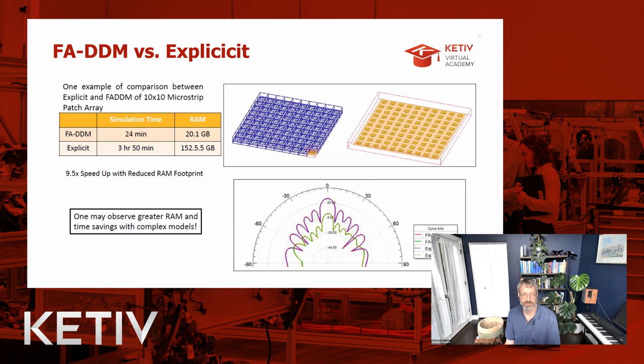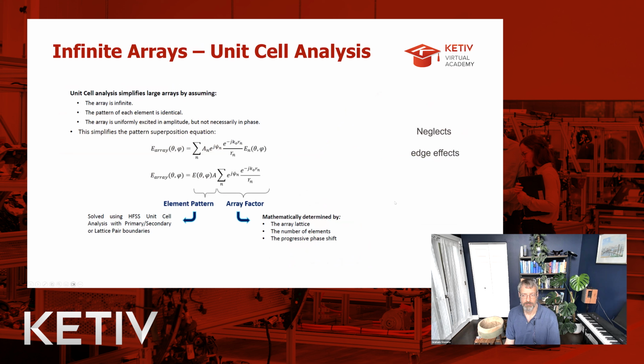So when we think about the speed up that we can get from this, if we just look at an explicit analysis, maybe taking 4 hours, this finite array DDM can take 24 minutes, so a really huge speed up in terms of time. And you can see the RAM goes way down as well. And you can see the results between the two are pretty darn similar. This is just a mathematical analysis on the unit array analysis side, where we're neglecting edge effects.